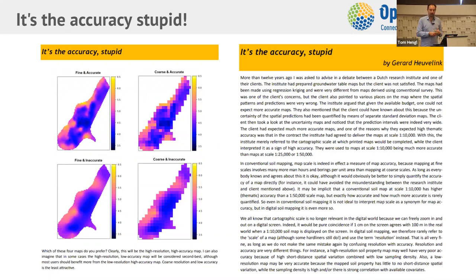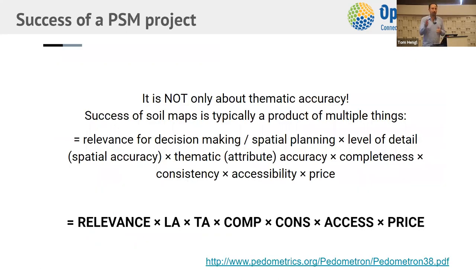right? So what I think the success of a project is, if you have both: you want to know where the people live in the Netherlands, and also on average how many people live in each pixel, or each polygon.